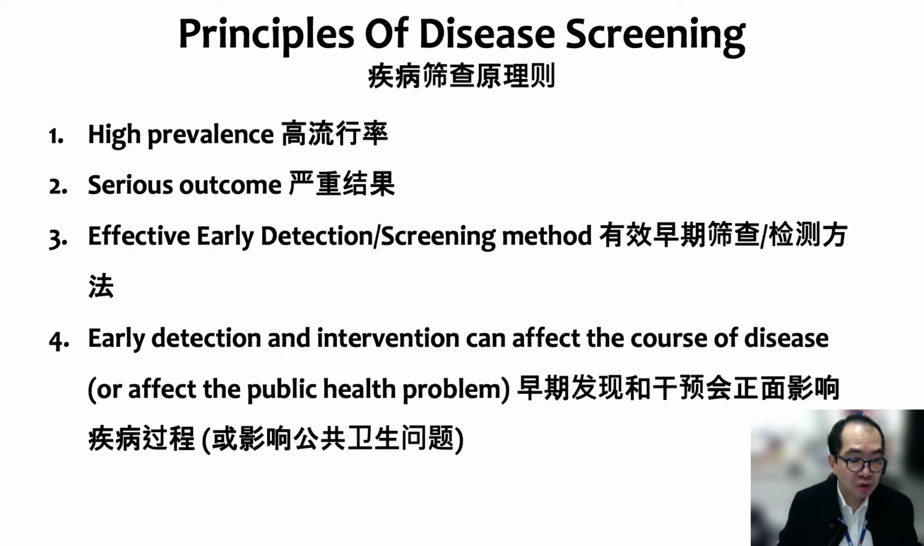First, the condition has to be of high prevalence. The condition has to have a serious outcome, and more importantly, early detection is easy and available. And early detection can lead to an intervention that can improve the patient outcome. So these are some of the principles for screening.